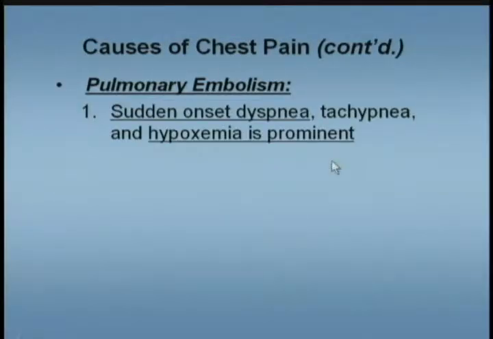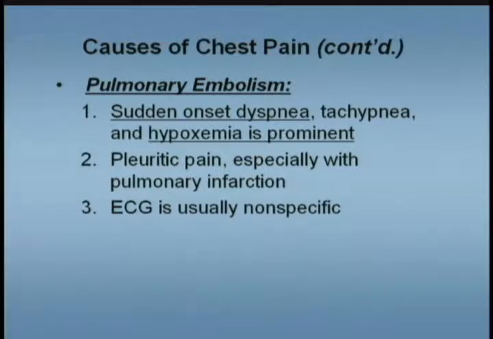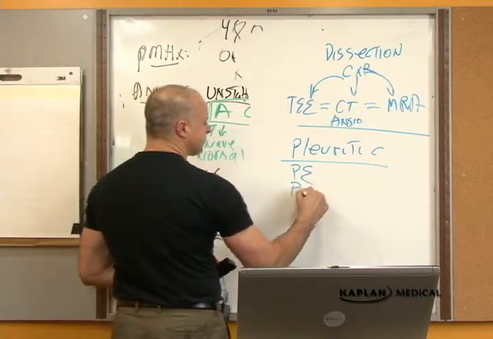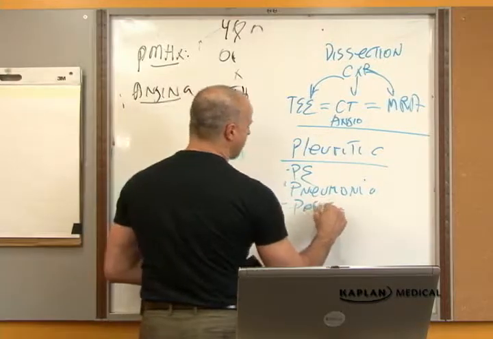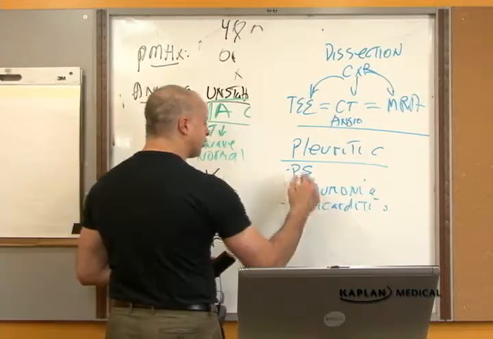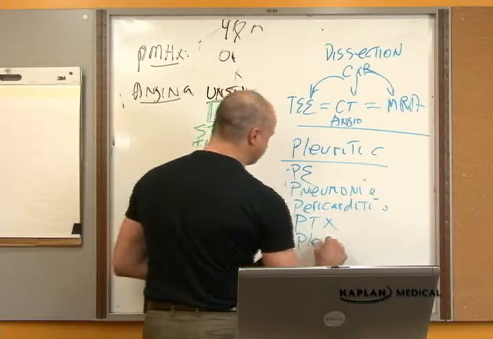Pulmonary emboli: shortness of breath, and this again is somewhat non-specific. Pulmonary emboli give you hypoxia. Congestive failure gives you hypoxia. Lots of things can give you hypoxia. Pleuritic pain is also non-specific. Let's look at pleuritic pain. Pleuritic pain is caused by a PE. It can be caused by a pneumonia, by pericarditis, a pulmonary embolus, a pneumothorax, or pleuritis.